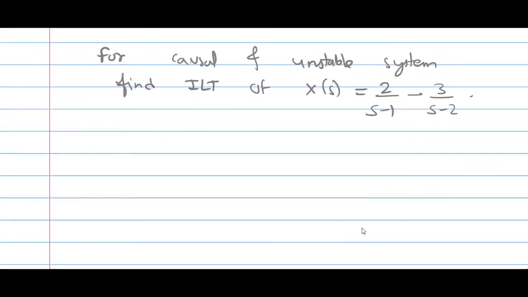Next question. For a causal and unstable system, find the inverse Laplace transform. First of all, locate the poles. So one pole is at 1, s minus 1 equal to 0. Another pole, s minus 2 equal to 0, that means s equal to 2.